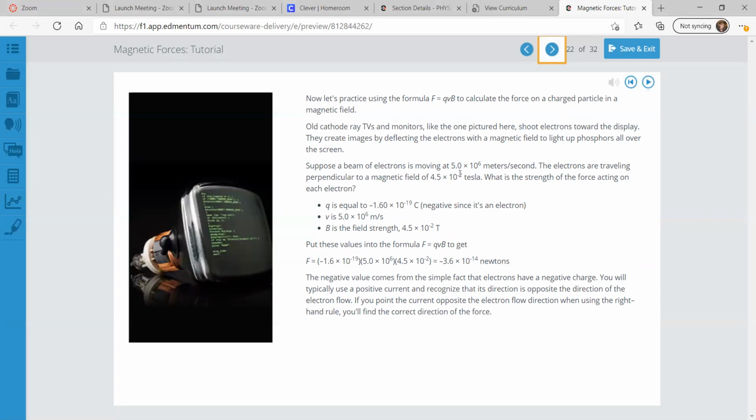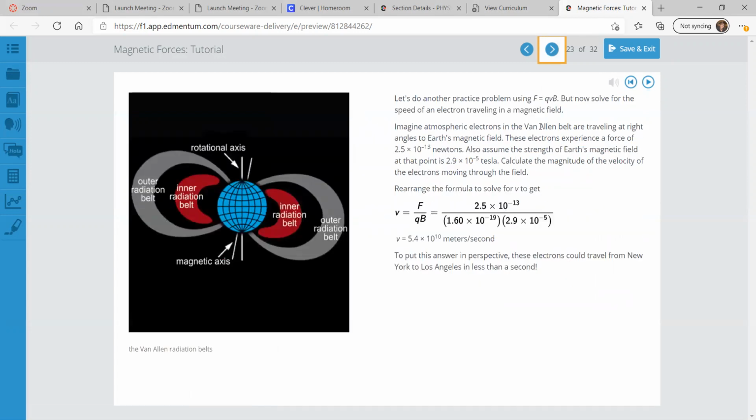The negative value comes from the simple fact that electrons have a negative charge. You will typically use a positive current and recognize that its direction is opposite the direction of the electron flow. If you point the current opposite the electron flow direction when using the right-hand rule, you'll find the correct direction of the force.